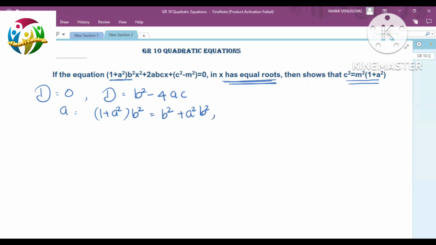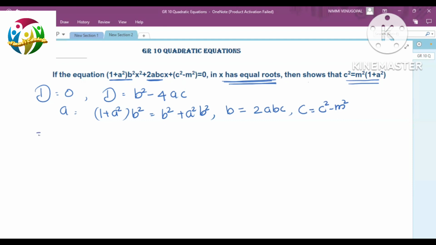Now, what is the value of b? Value of b is equal to coefficient of x. What is the coefficient of x? In this question, 2abc. What is the value of c? C is equal to c square minus m square. It is a constant term. X degree will be 0. That means that term, constant term, there is no x.